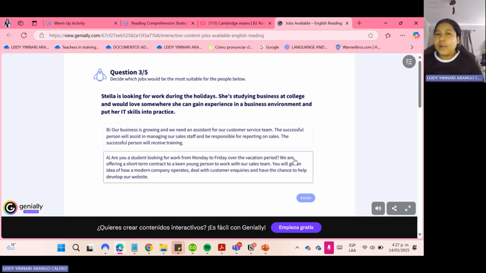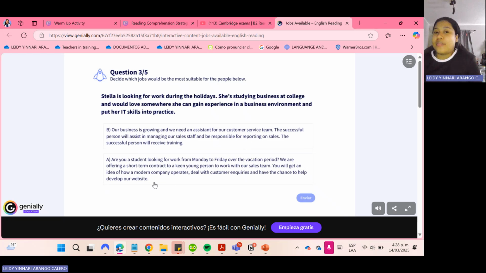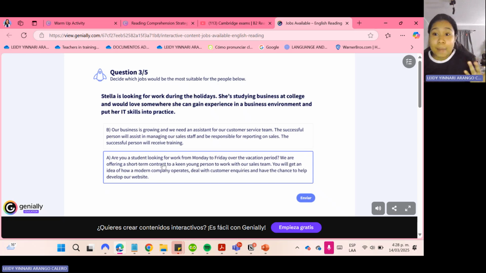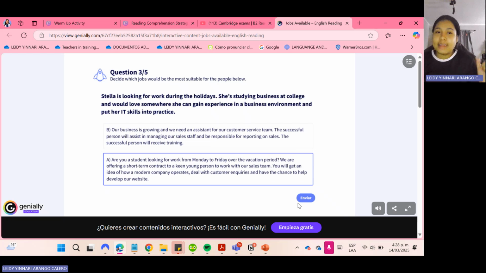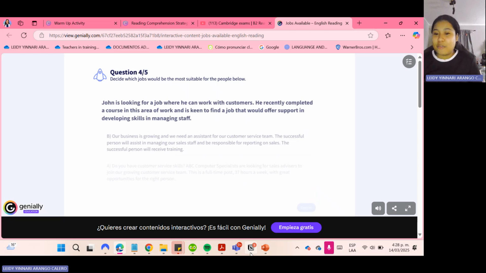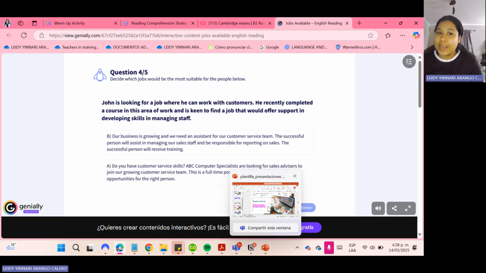So, for example, "during holidays" is the key word, and "Friday vacation" is also something that means holiday, vacation, free time. So in this scenario, I think, let's see, I might get it a bit wrong, that A will be the more suitable for her. Exactly. So that was one idea of practicing reading comprehension.